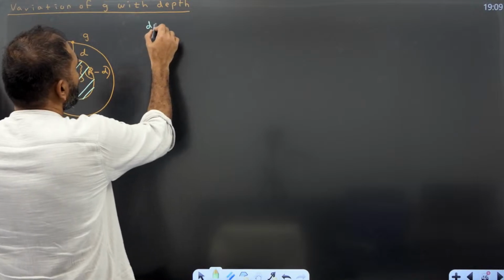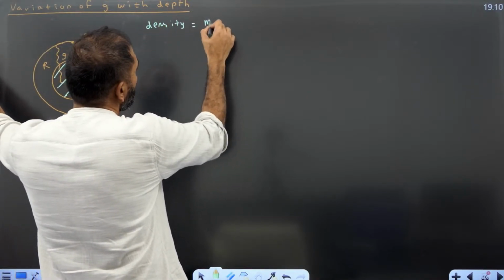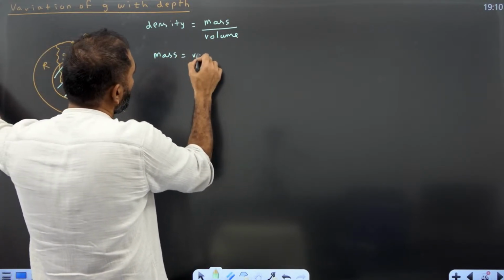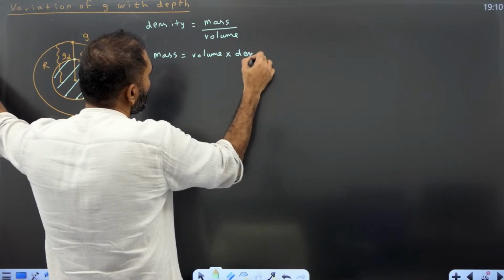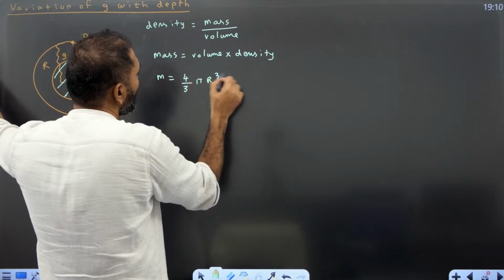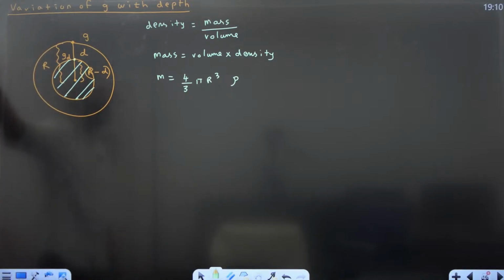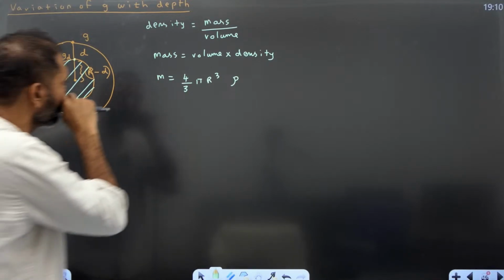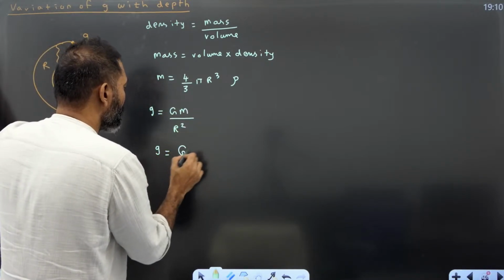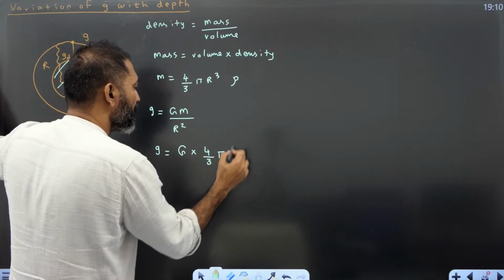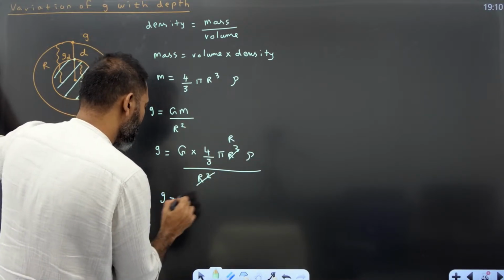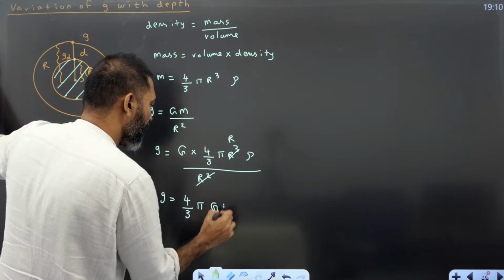Now let's start the derivation. Density equal to, what is the formula for density? Mass by volume. So mass is equal to volume into density. So mass m is equal to volume 4 by 3 pi r cube, into density rho. So g is equal to GM by r square. Instead of m, I can write 4 by 3 pi r cube by r square. So what I will be getting? 4 by 3 pi G r rho.